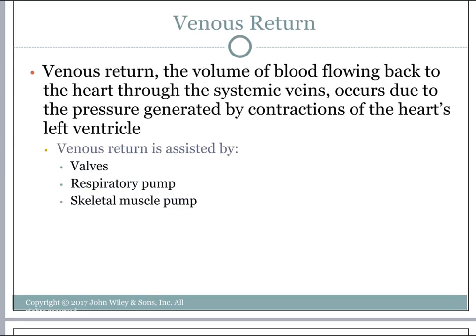Venous return, so we've discussed this in depth. We wrote it on a previous slide. So the volume of blood flowing back to the heart through the systemic veins occurs due to pressure generated by the contractions of the heart's left ventricle and all these three mechanisms. So venous return is assisted by 1, valves, 2, respiratory pumps, 3, skeletal muscle pumps. We did review this on our previous slides.